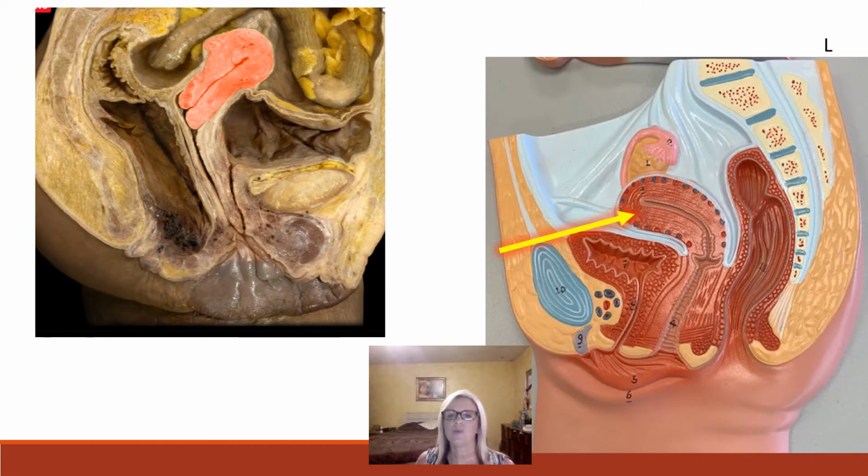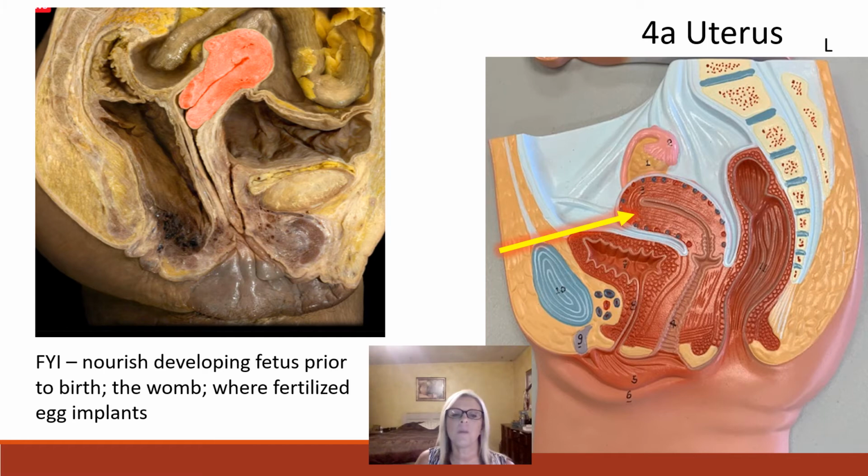All right, so here we have the uterus, and this is a hollow muscular organ in the female pelvis. It's located between the bladder and the rectum. Once the egg leaves the ovary, it can then be fertilized, and then it will implant itself in the lining of the uterus.